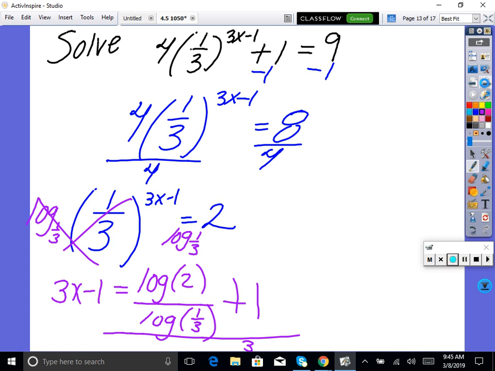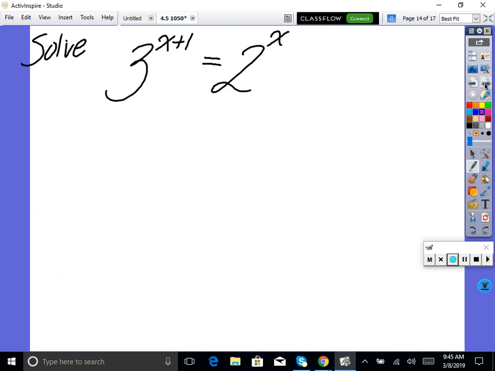All right. This one you all need to write down. I added this example in after first hour. Could not do this type of problem in the homework. We have base 3 raised to the x plus 1 is equal to base 2 raised to the x. Now in this one, there are 2 bases. That's where people get stuck.